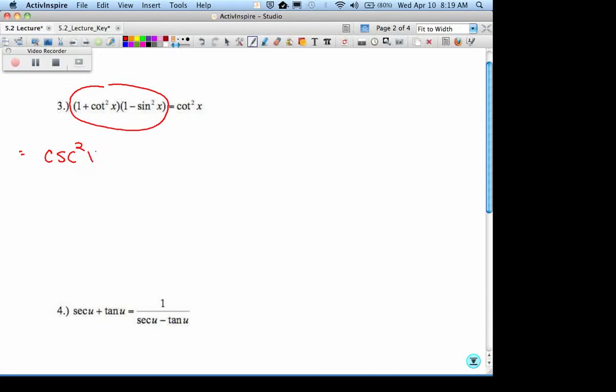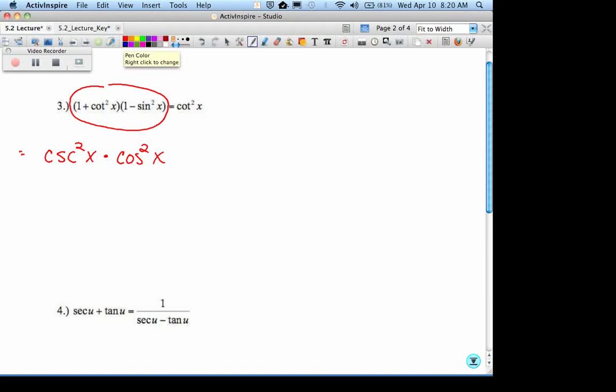Cosecant squared. What's 1 minus sine squared? Cosine squared. So my first substitution, I'm substituting each factor, if you will. It kind of looks like somebody factored a quadratic there. So 1 plus cotangent squared is cosecant squared, and 1 minus sine squared is cosine squared.